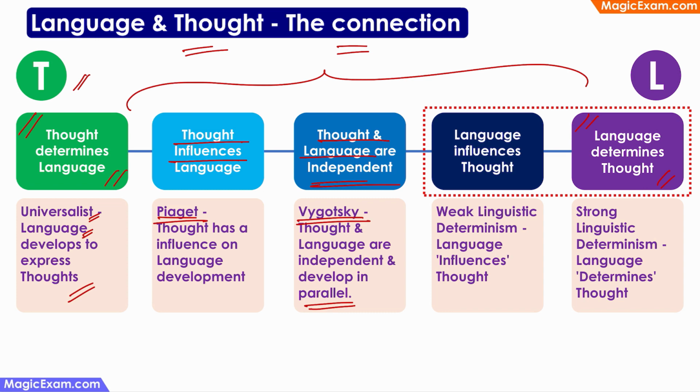And towards the right side, we have the linguistic determinism theories. It can be either weak or strong. The weak linguistic determinism theory says that language influences thought, whereas the strong linguistic determinism theory says that language determines thought. Therefore, this is how various theories have tried to explain the connection between language and thought.